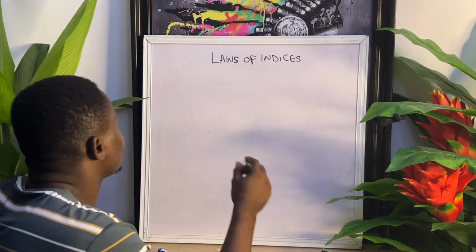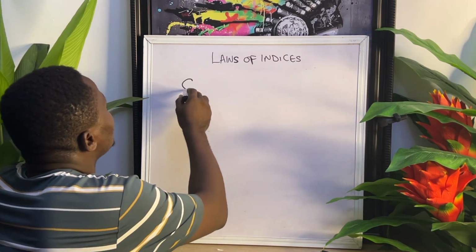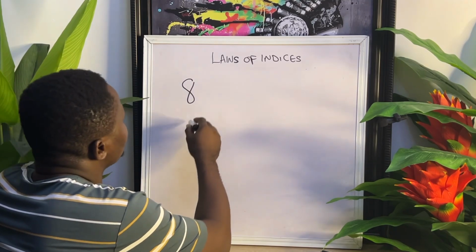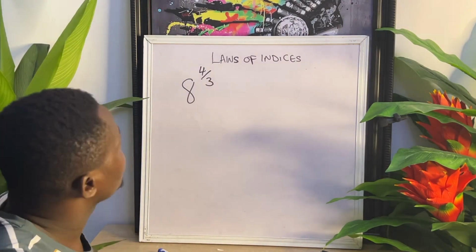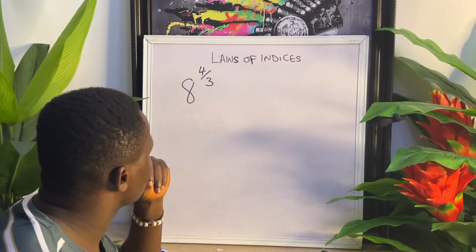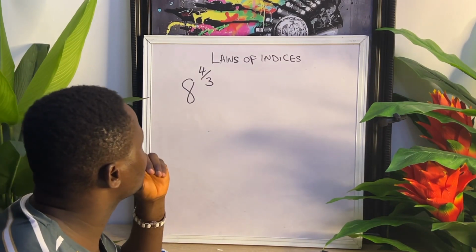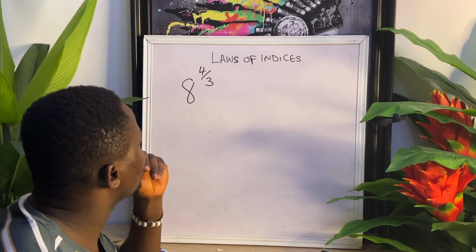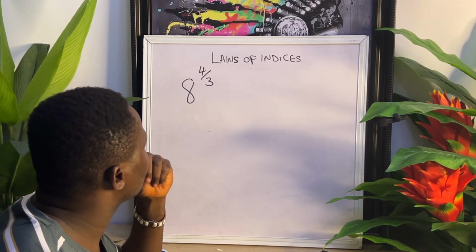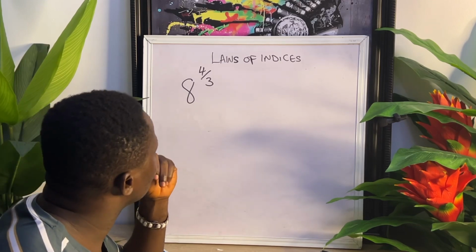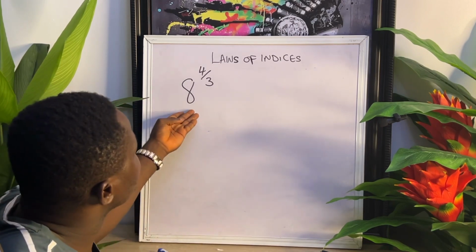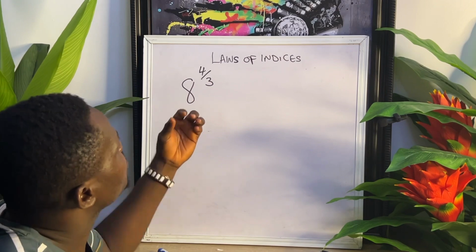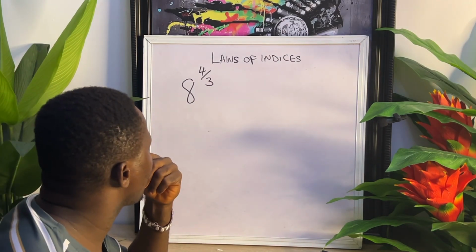Take a look at this. 8 raised to power 4 over 3. The 4 over 3 is the power, and this power is a fraction made up of 4 as numerator and 3 as denominator. The best way to solve this is to express the 8 as a product of prime factors.